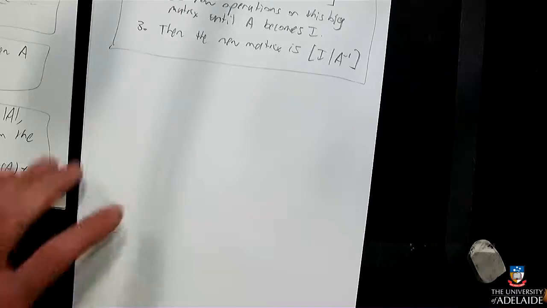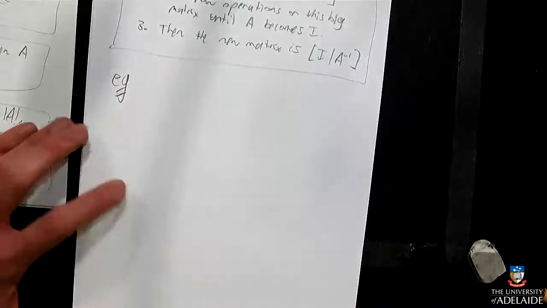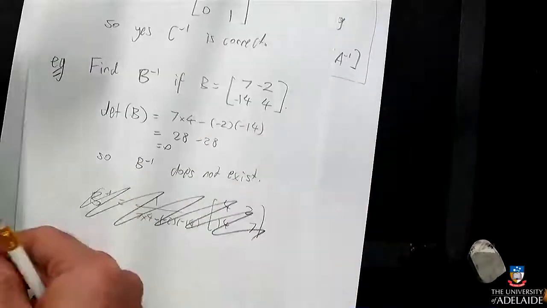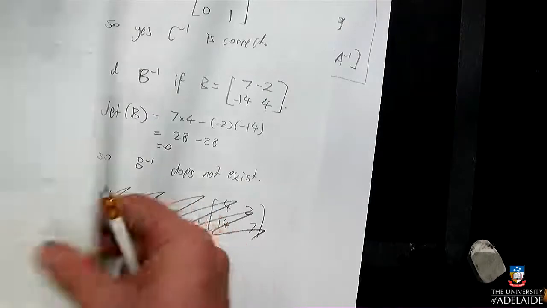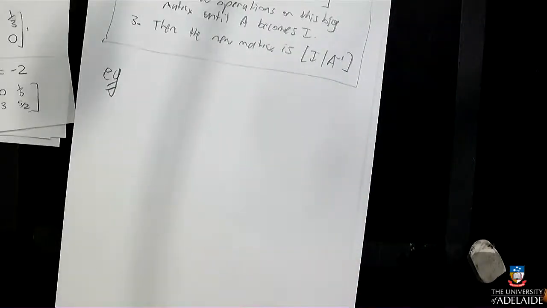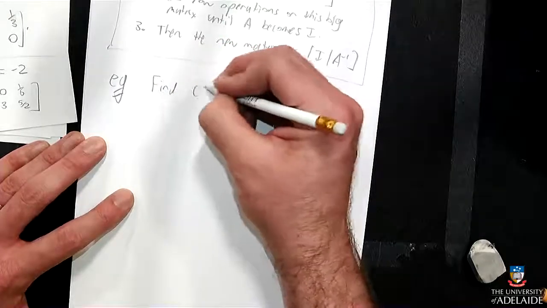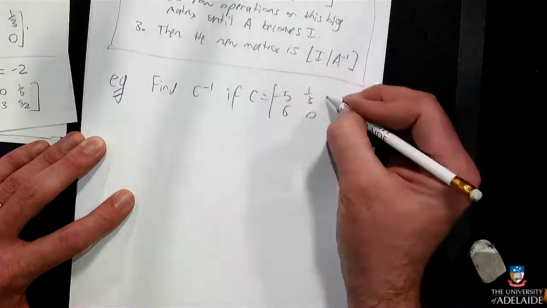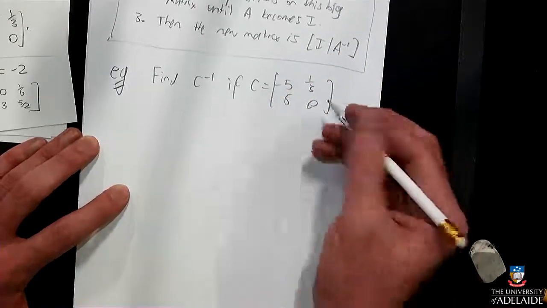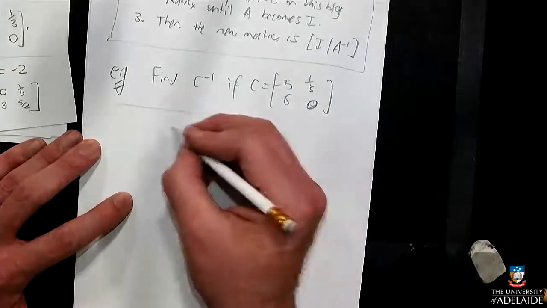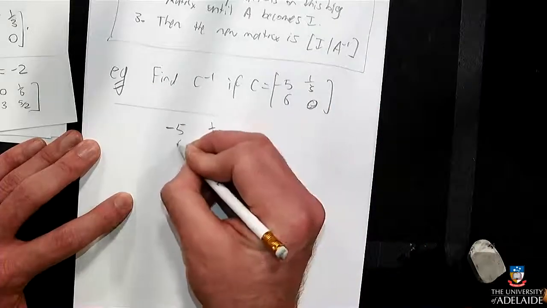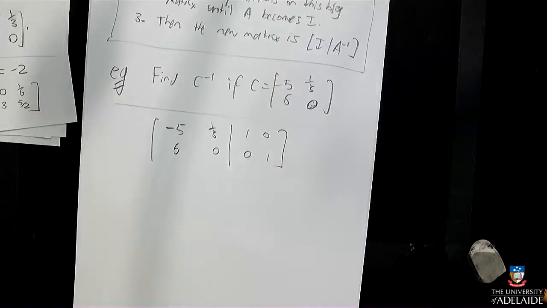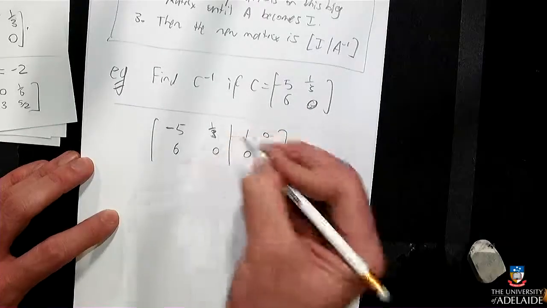Okay, so let's do an example. I'll do a 2 by 2 first. And in fact, why don't I do one of the matrices I already found? Here, this matrix C. Find C inverse if C is minus 5, 1/3, 6, 0. Okay. So I'll do it by this method, and you can compare for yourself which one you think is more efficient. I'm going to line it up next to this. Okay. And then I'm going to do row operations.